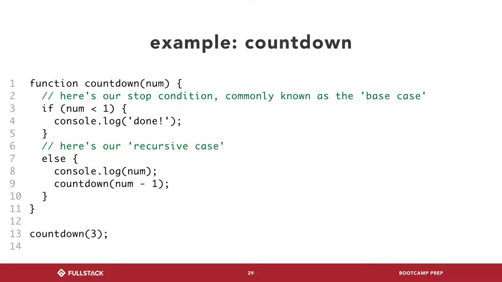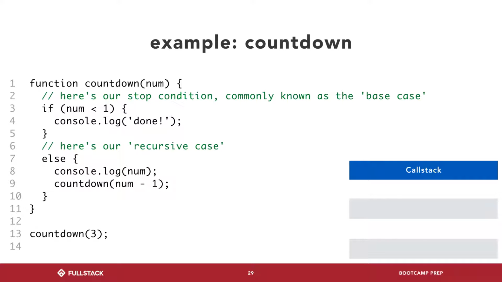Now let's do a shorter example. I do countdown of 3. Great. It's going to go through this countdown function from line 1, right? Num is 3. Is 3 less than 1? The answer is no. Great. So we go to our else statement. On line 8, we console log out num, okay? And then on line 9, we're calling countdown with 3 minus 1, which is 2, right?